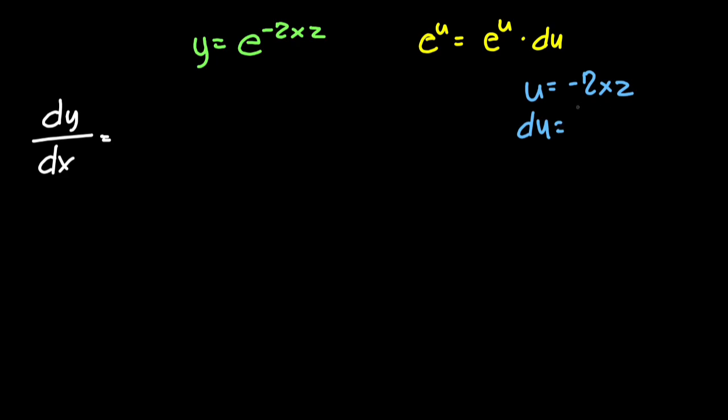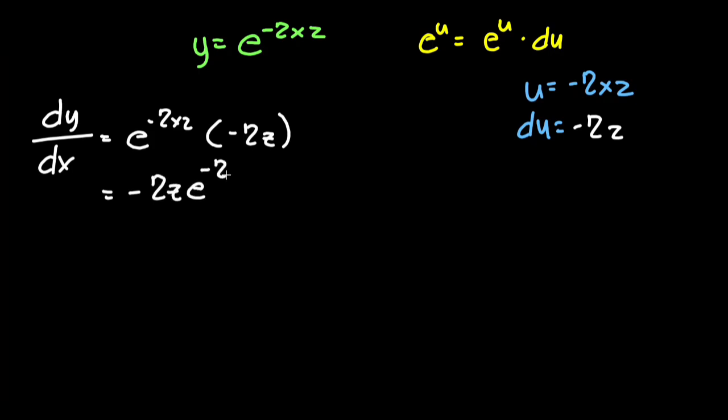And so we'll take the derivative of this with respect to x. So treat z as a constant here. So what we are left with here is negative 2z. So this would be e to the u, which is e to the power of negative 2xz, multiplied by du, which is negative 2z. Simplify this, you would have negative 2z e to the power of negative 2xz.